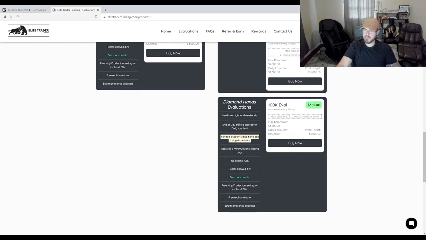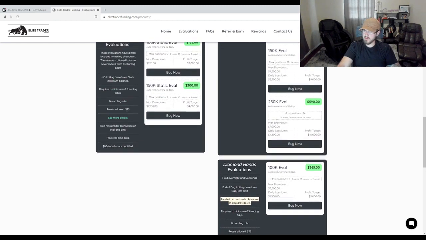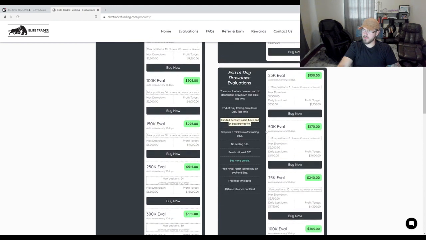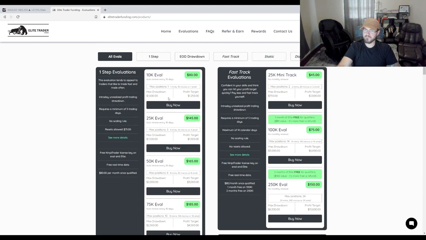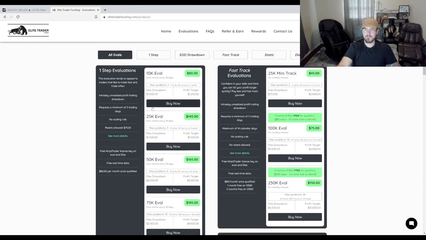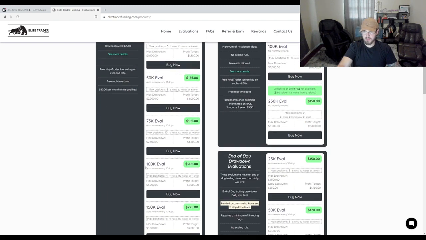But yeah, I don't know. It seems interesting. There are just so many rules and so many different things, and I don't understand why. The one step seems interesting though, for the 100K. You can only be in a 3% drawdown, but you only have to get a 6% win. Just weird.